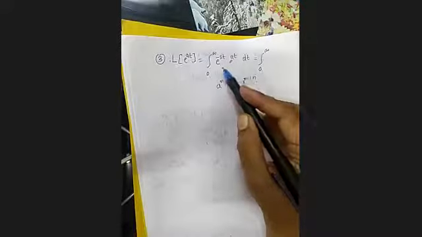What will be the thing here? e raised to minus st into e raised to at. We should add the powers: minus st plus at. What do I have to do? at minus st.